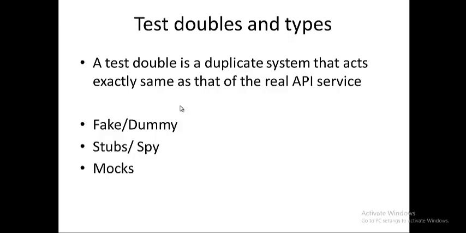So test doubles are of three types: fake, stub and mock. Another name for fake is dummy, another name for stub is spy, and mock is a standalone name. Let's see what each one of them is and how it works.